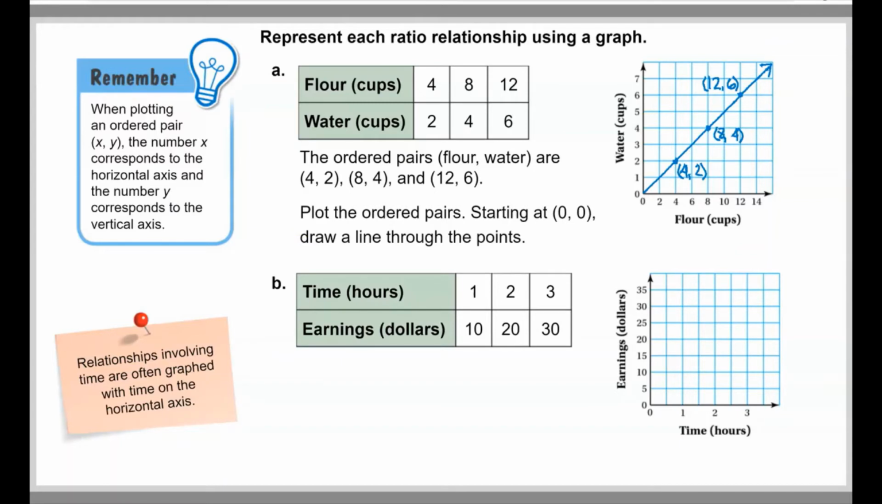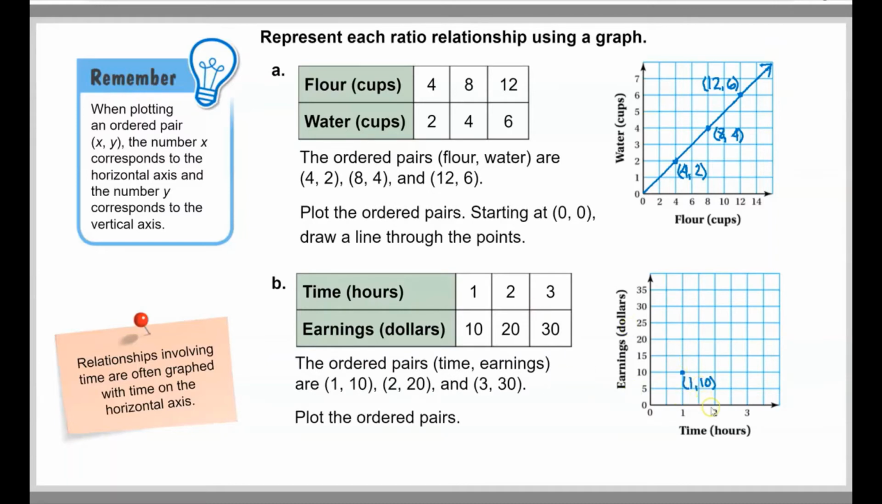Let's look at another example. For the second one, we've got time in hours and earnings in dollars. So for 1 hour you earn $10, 2 hours you earn $20, and 3 hours you earn $30. If we look at our graph here, we can go ahead and plot those points. We're going to find 1 on the x-axis for time and 10 on the y-axis for dollars, and we can plot that point. We'll do the same thing for 2 and 20, and 3 hours and $30. So we've plotted our points, we can draw the line, and we're done there.